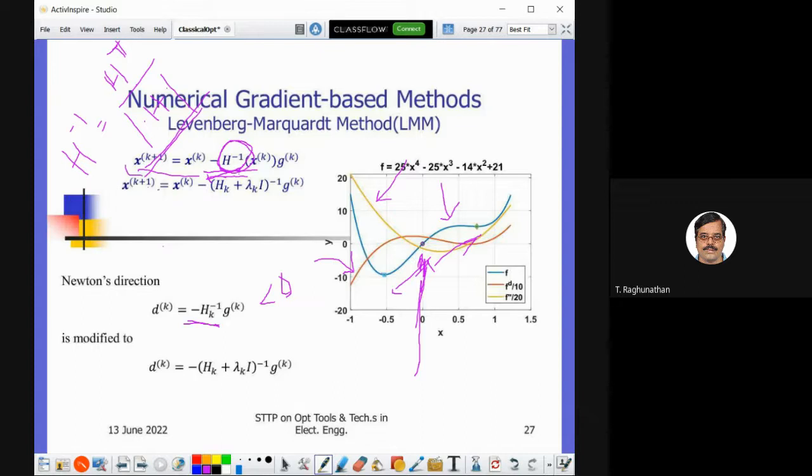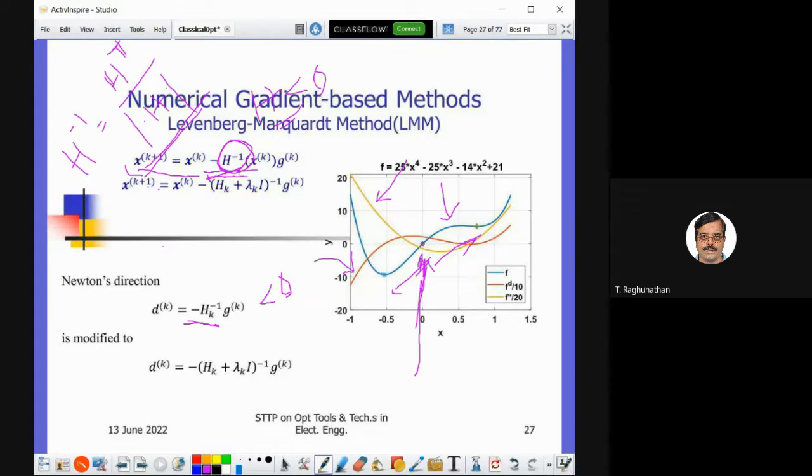If it is non-singular, you can apply the maths blindly, but if H is less than 0, or it has all eigenvalues less than 0, then it will go in the opposite direction instead of the correct downward direction. So that is the problem with Newton's method.